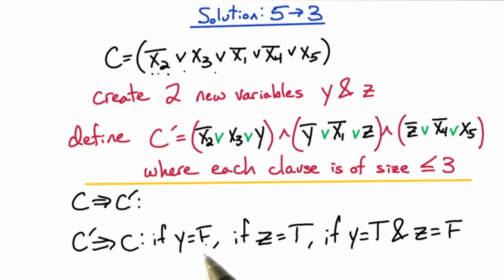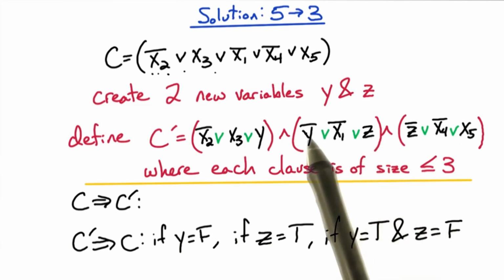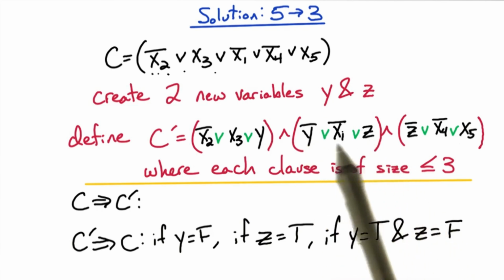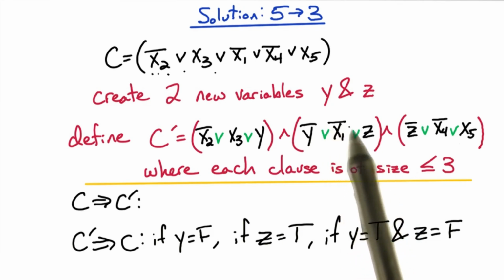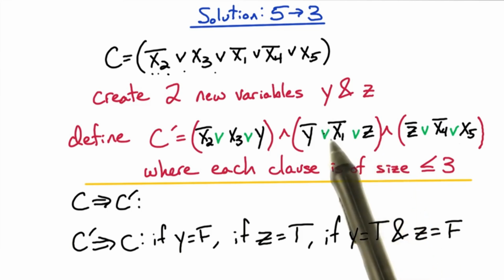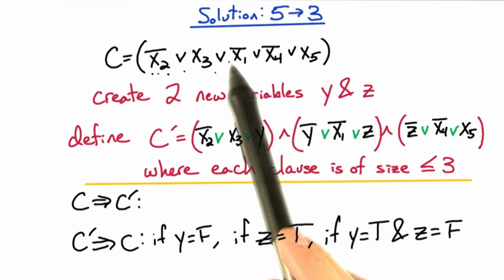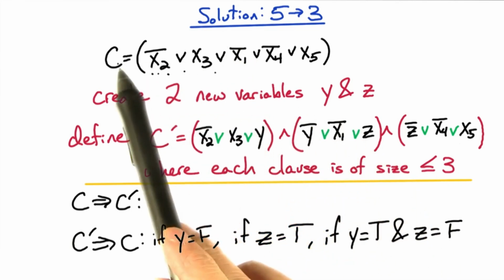The last case is the complement of these 2. Y is set to true and Z is set to false. Well, since we're taking a satisfying assignment for C prime, look at how this second clause can be satisfied. Y is set to true, and z is set to false, so these two literals are not satisfied. So the only way to satisfy this clause is to set x1 to false. So if x1 is set to false, then we satisfy this third literal in C.